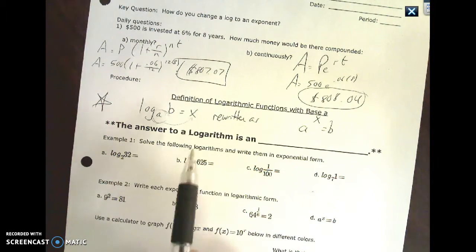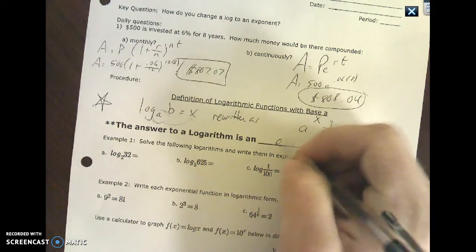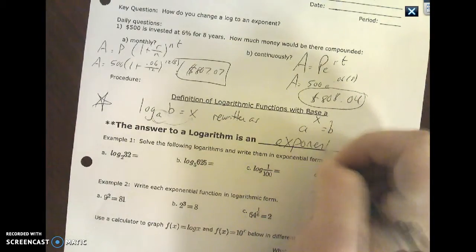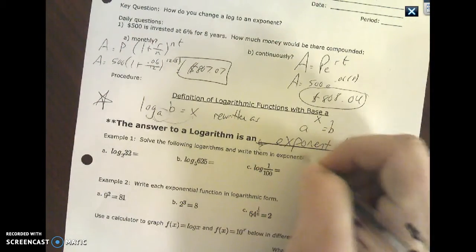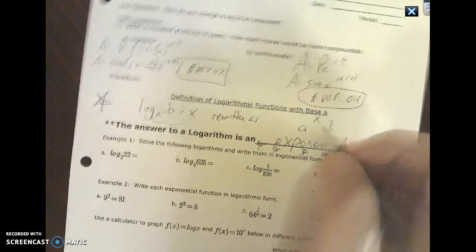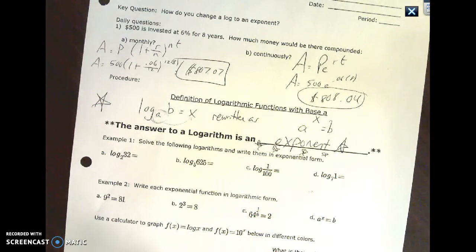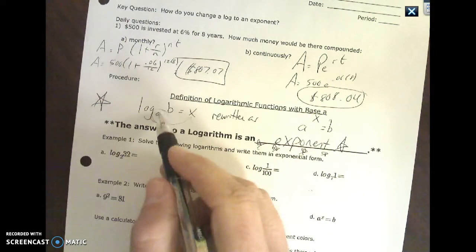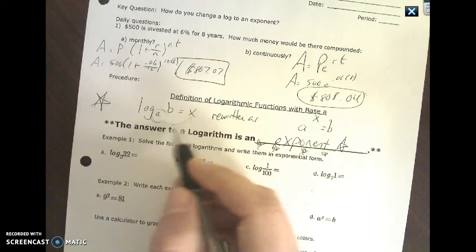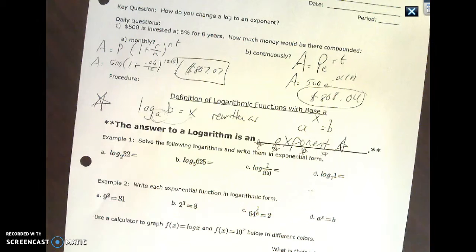So the answer to a logarithm is an exponent. Okay? Kind of important. I mean, extremely important. So again, the answer to a logarithm is an exponent. We are just rewriting it. Now you're going to see this. It's going to take you a couple of tries to get used to it. Once you get the swing of things, you're going to realize it's just one simple move and it's really easy.